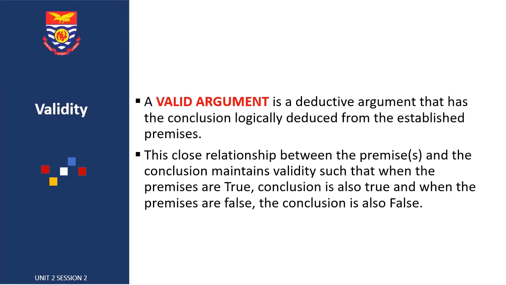Let's start. What is a valid argument? A valid argument is an argument that has a conclusion logically deduced from the established premises. This close relationship between the premises and the conclusion maintains validity, such that when the premises are true, the conclusion is also true. And when the premises are false, the conclusion is also false.